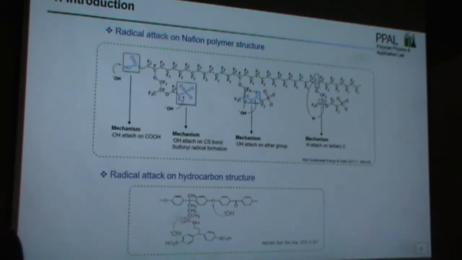Different from the Nafion structure, the hydrocarbon structure contains a lot of ether groups in the main chain. That is the reason radicals easily attack the ether group, which degrades the polymer structure. That is why the hydrocarbon membrane also shows low chemical stability.